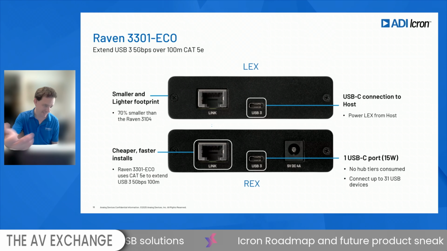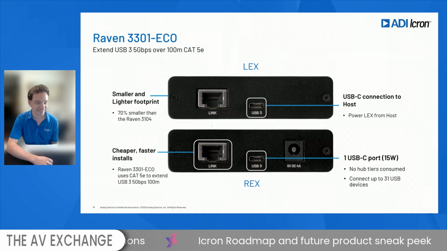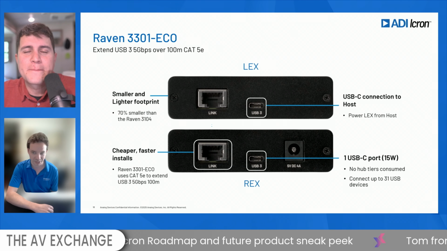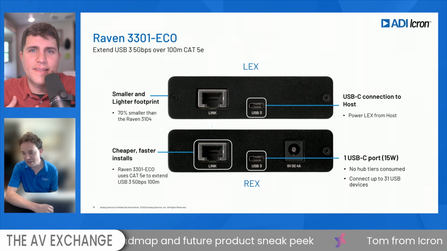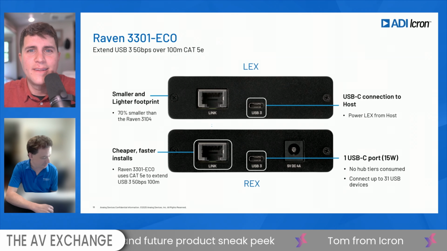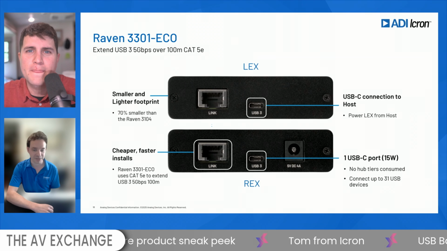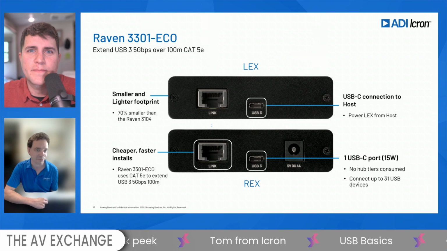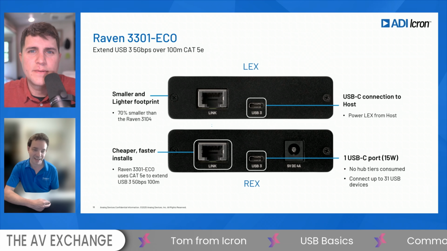Slightly. It's 70% smaller, right? You get the cheap cables. You get the Type-C interface. There's no more B cables because those things were the worst. 15 watts on the output, right? You do need to put the DC jack at the remote end, but you know what? You don't need it at the local end anymore, which is great. That's awesome. And no hubs.